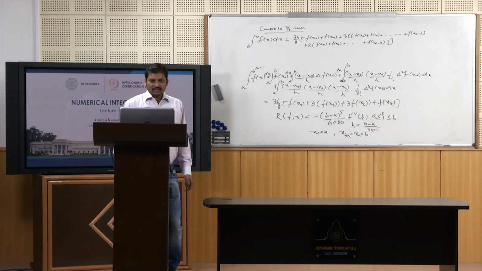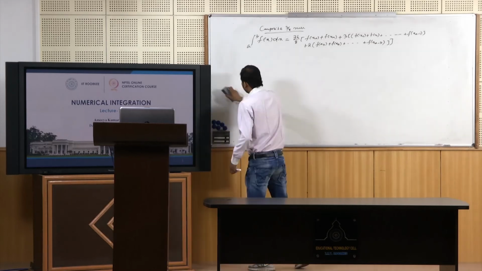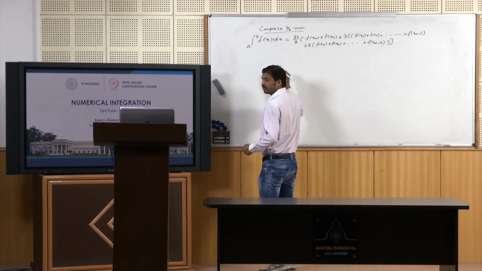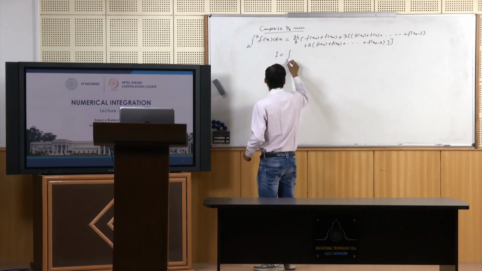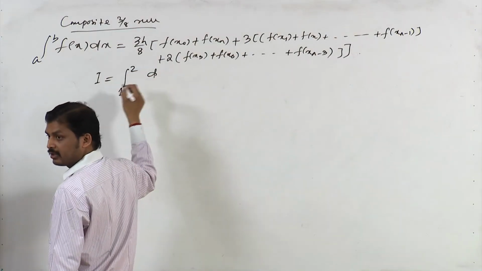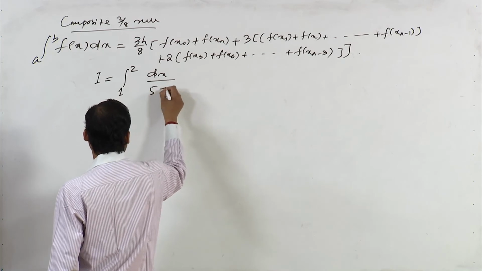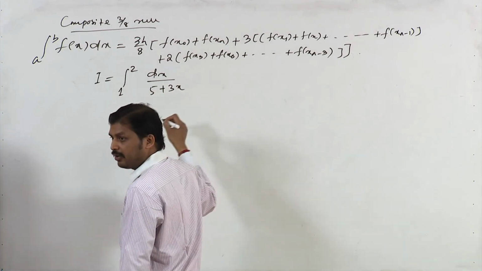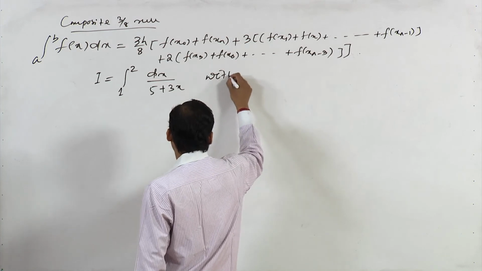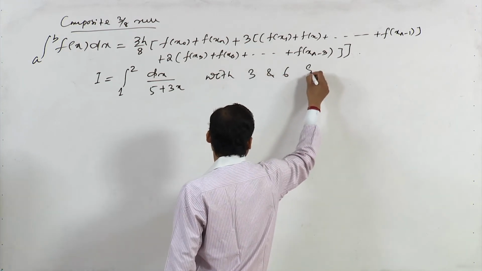Using this 3 by 8 rule, let us solve one problem. The problem statement can be written as: suppose I equals integral from 1 to 2 of dx by 5 plus 3x, with 3 and 6 subintervals. So the given problem states that I equals integral from 1 to 2 of dx by 5 plus 3x, and we have to consider 3 and 6 subintervals.